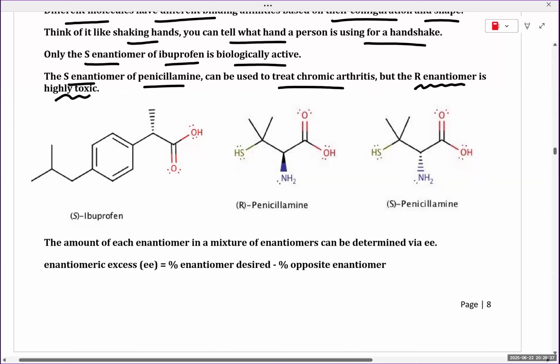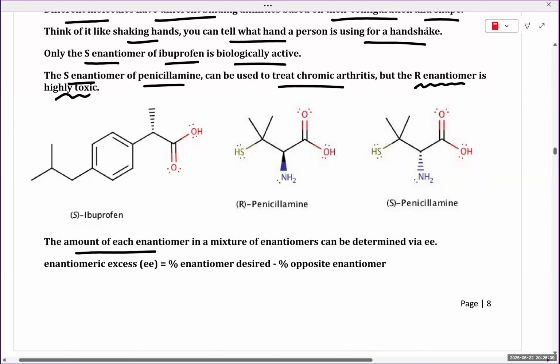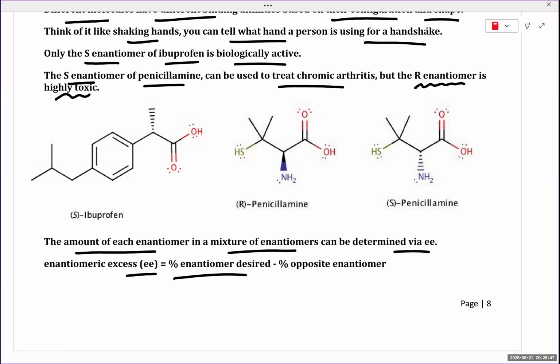One measure of the amount of each enantiomer in a mixture of enantiomers is enantiomeric excess, known as EE, which is defined as the percentage of the desired enantiomer minus the percentage of the opposite enantiomer. You will see enantiomeric excess reported a ton in the literature when they talk about enantioselective reactions or when they talk about the separation of mixtures of enantiomers.